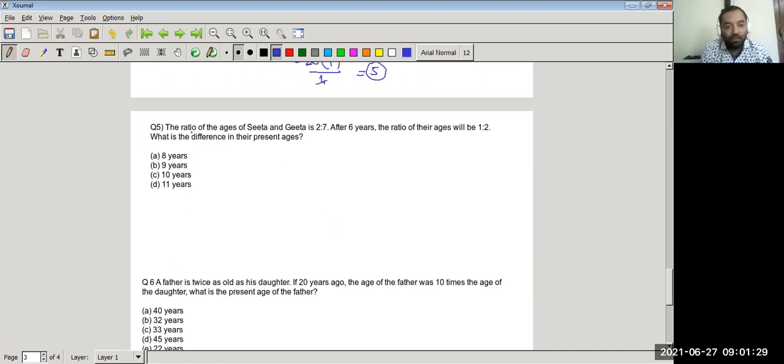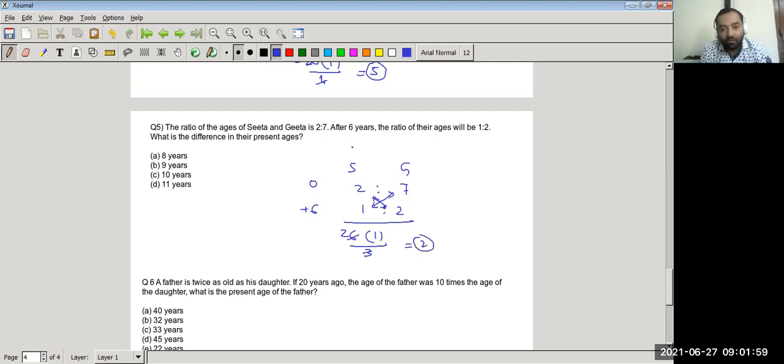Next question is the ratio of ages of Sita and Geeta is 2:7. It means present age of Sita and Geeta is 2:7. After 6 years, the ratio will be 1:2. What is the difference of their present ages? Okay. So now the gap is 6 years. 2 minus 1 is 1. 2 times 4, 7 minus 4 is 3. So this is 1 unit value is 2.